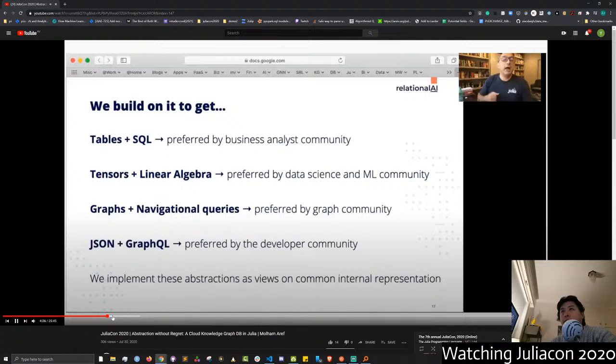And from this core language, we built on it to get tables in SQL for the business analyst community, who like to work with tables in SQL, tensors and linear algebra for the data science and ML community, graphs and navigational queries for the graph community, and then JSON and GraphQL, which are sort of preferred abstractions by the developer community. And we implement these abstractions as views on a common internal representation.